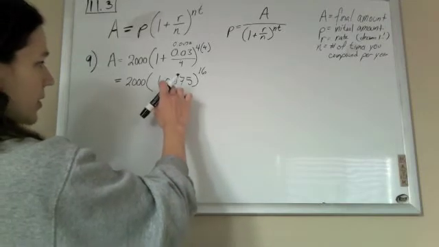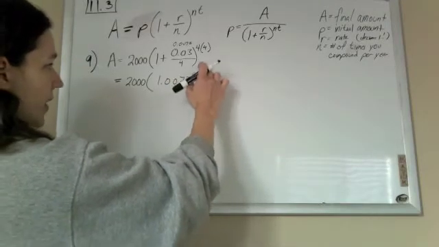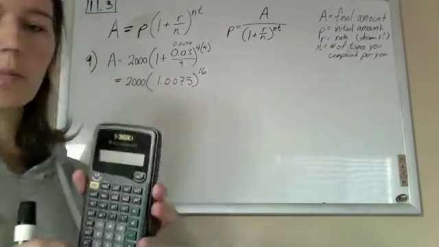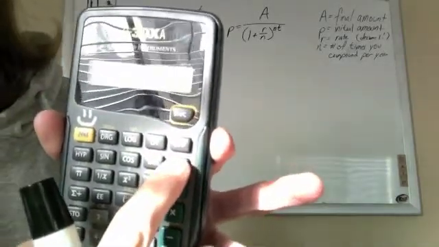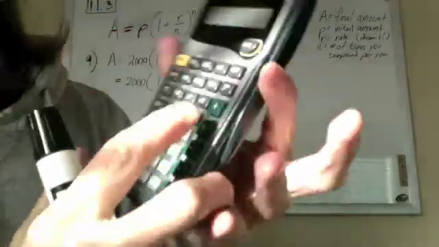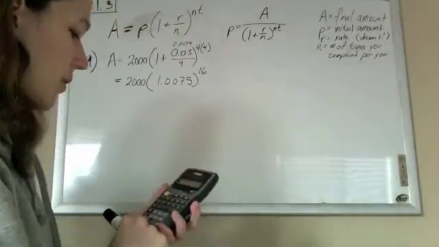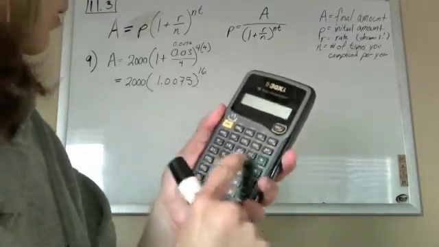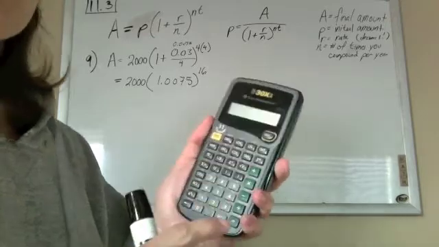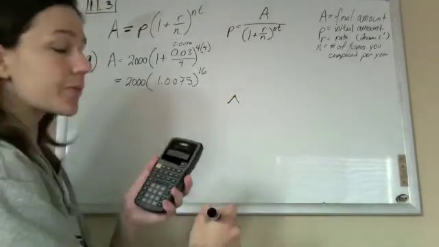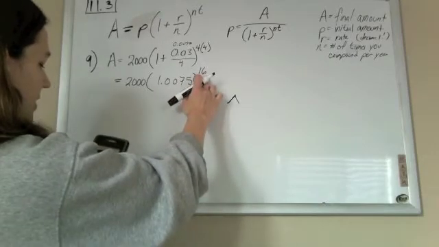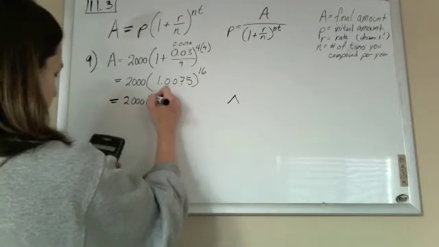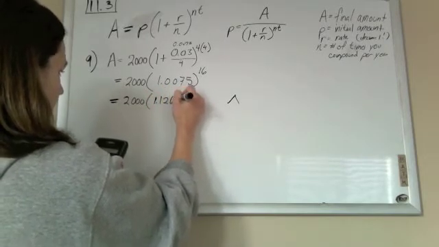Next we want to do this part. So this 1.0075 to the 16th power. Now on your calculator, on mine it looks like this y to the x button here. I'm just going to hit 1.0075 and raise that to the 16th power. On yours it might look like a caret, so you might be looking for that symbol. And do 1.0075 raised to the 16th, and you're going to get 2,000 times 1.126992.